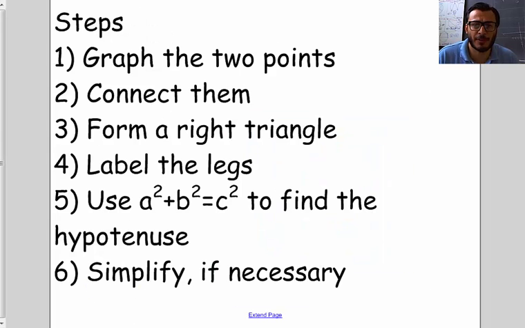So here are the steps. You want to graph the 2 points. Then you want to connect them, then form a right triangle, label the legs with the measurements, use a squared plus b squared equals c squared to find the hypotenuse, and then you simplify if necessary.